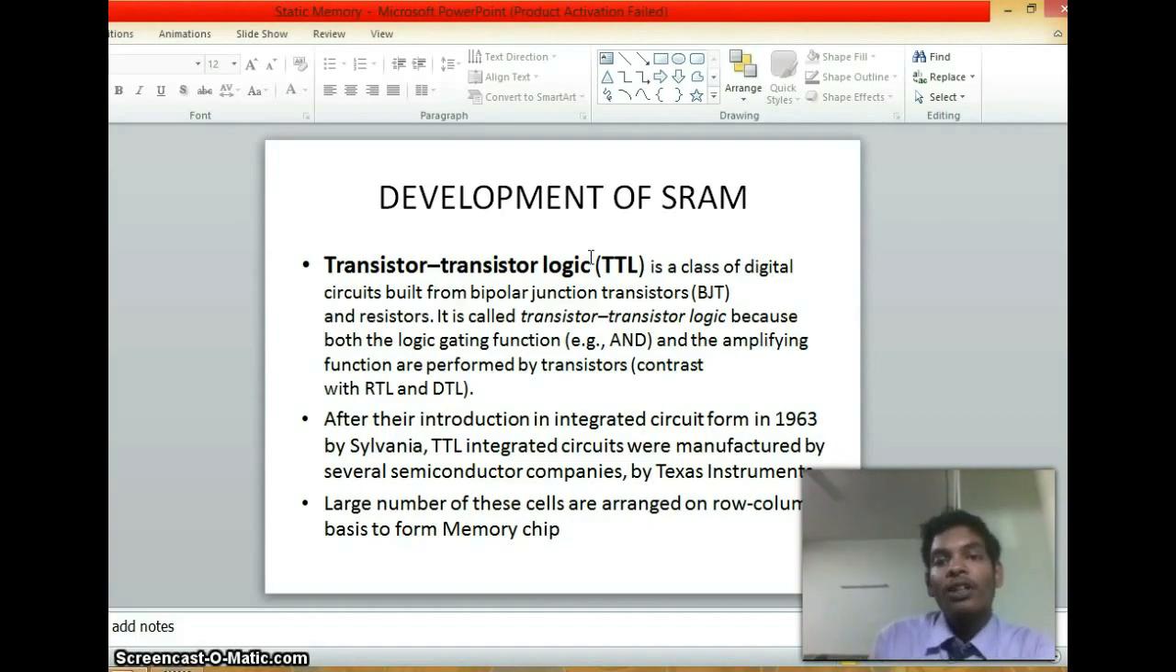Now, where was it found? This kind of transistor logic was found while developing an integrated circuit in 1963 at Sylvania by Texas Instruments. Later they found out that this TTL integrated circuit technology can be used for developing RAM cells along with the flip-flops for storing data and for better accessing it. A large number of cells, when arranged in a huge number of columns, make one entire memory cell.